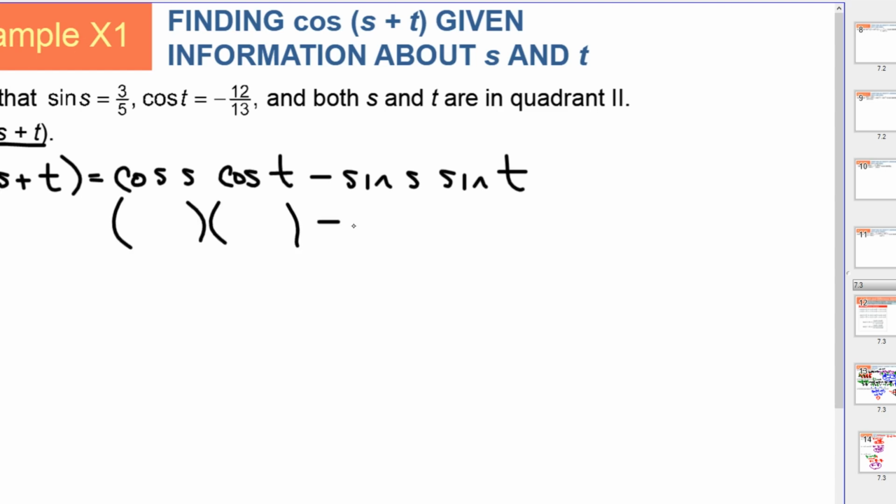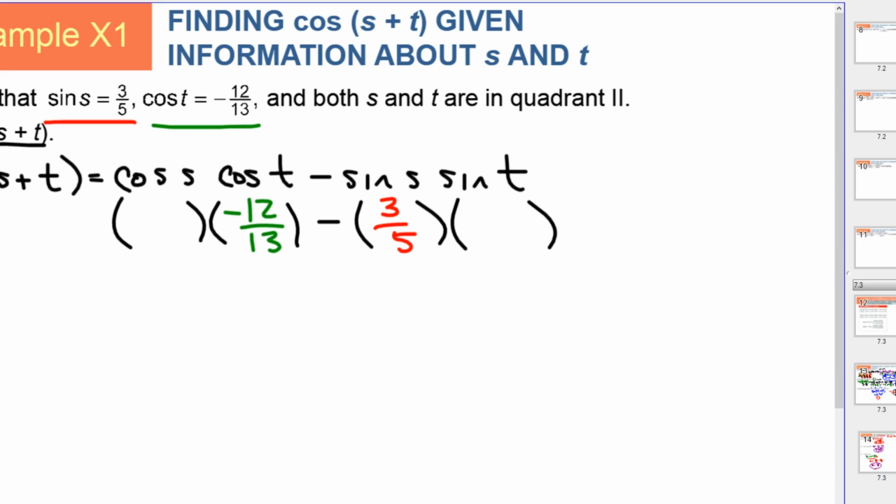So we are going to want to plug in these 4 values. And the easy part of this problem is they gave me some of them. They gave me sine s. Sine s is 3/5, so I can plug that in right here to its spot. They gave me cosine t equals -12/13, so I can plug it into its spot.